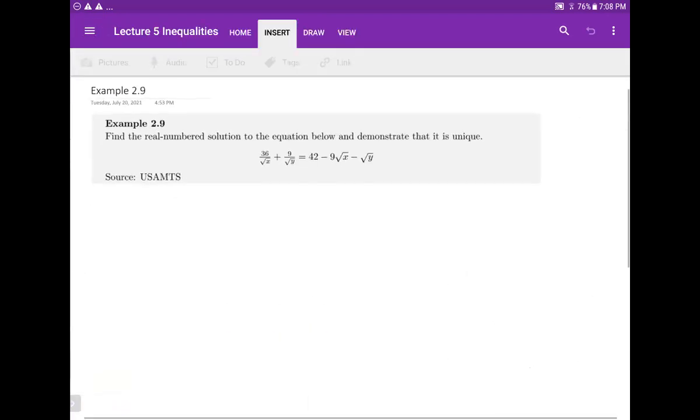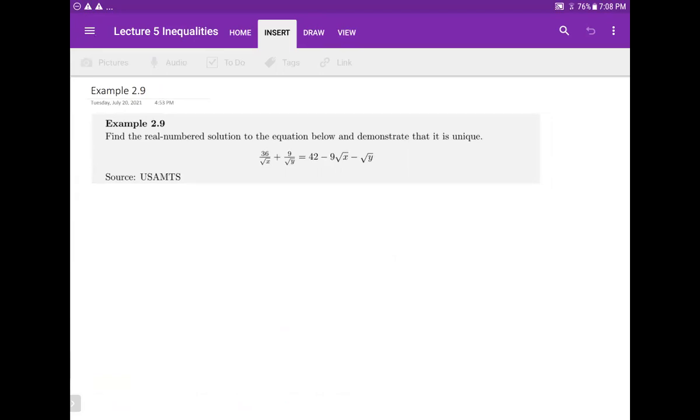All right, let's do one last example, and I don't think we have enough time to do the hard advanced problem. So this problem is from USA Math Talent Search. It says find the real numbered solution to the equation below and also demonstrate that it is unique.